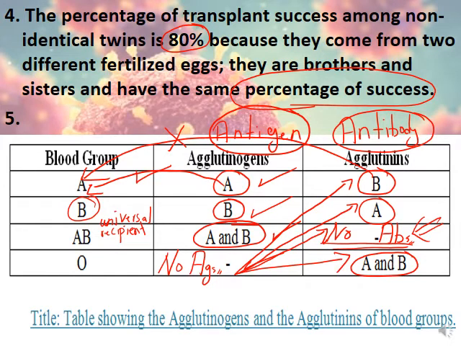So here we call blood group O the universal donor. It can donate to all blood groups. So blood group O is generous, it can donate blood to all blood groups, while AB is stingy, it can receive from all blood groups. It's called universal recipient. Okay.